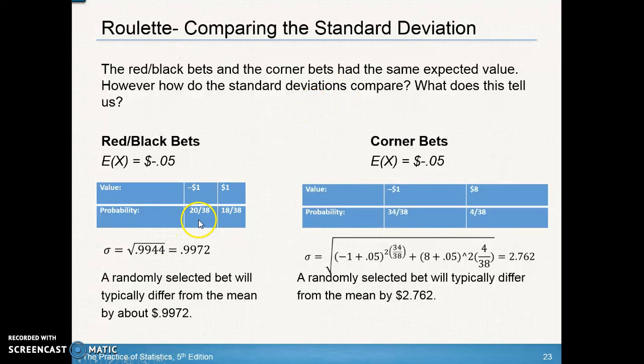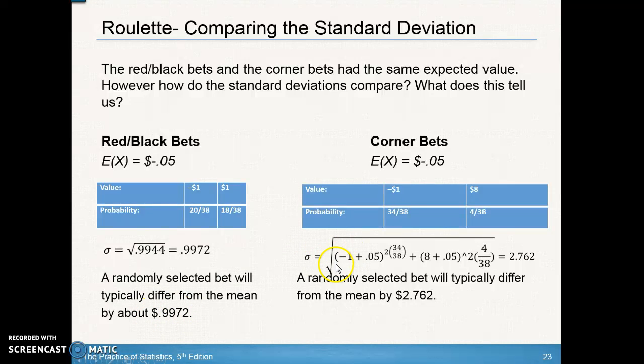All right, so the standard deviation of our red black bets, which we did on the previous slide, was 99 cents. Basically what that 99 cents is telling us is a randomly selected bet will typically differ from the mean by about 99 cents. So on average, the distance from the mean is about 99 cents.